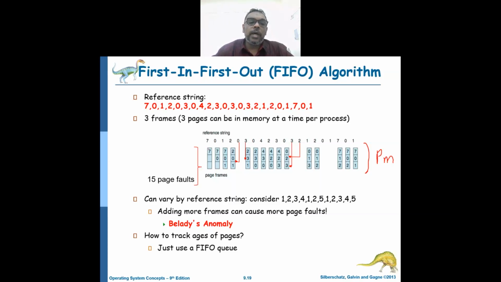Okay, 7, 0. Okay, done. 2. Once 2 comes in, it can't fit because it's full. So it will replace 7, because 7 was the first page that came in. So it goes in here: 0, 2. Another 0 is coming in. No need, because 0 is already there. So there is no problem.